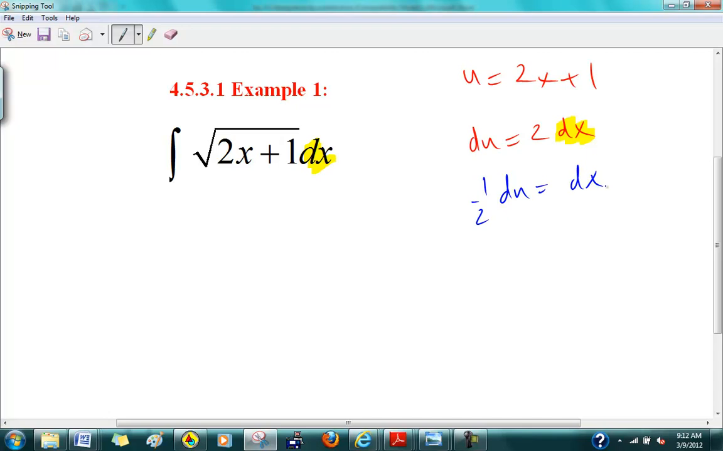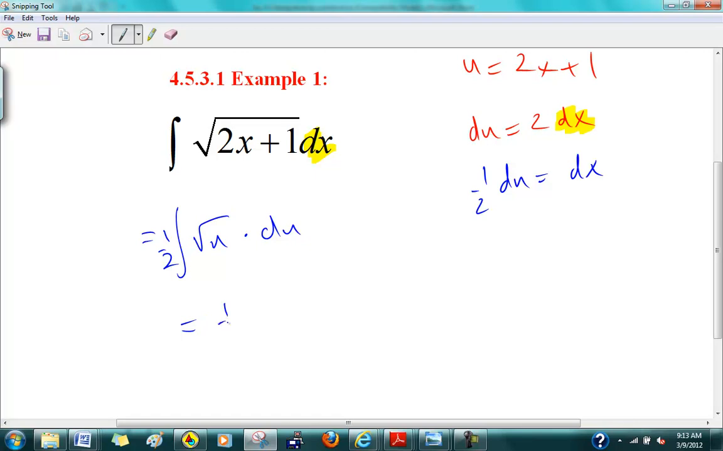And then you go about your substitution business. So then this guy becomes equal to, and instead of square root of 2x plus 1, I'm going to write square root of u. And in place of dx, I'm going to write 1/2 du. Notice that on this one here, there's just u. There isn't a u and an x. I never want to see a u and an x together under the integration sign. It's either all x's or it's all u's. Okay? Don't do a hybrid there.